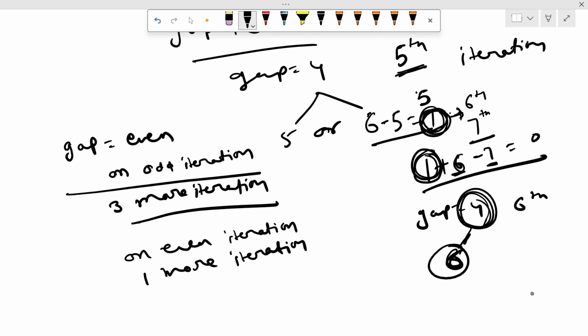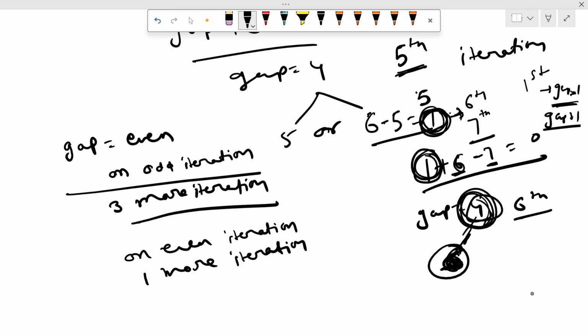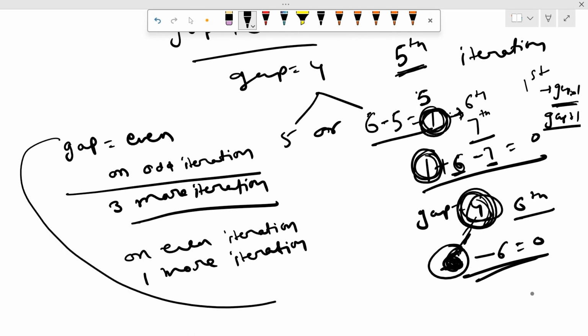Okay, how can we make it 6? In the first move, what we did was gap minus 1. So here, what we will do is gap plus 1. So our overall gap is increased by 2. So here, increased by 2, it will become 6. And in the sixth iteration, it will become easily 0. Okay, so here, our next condition.